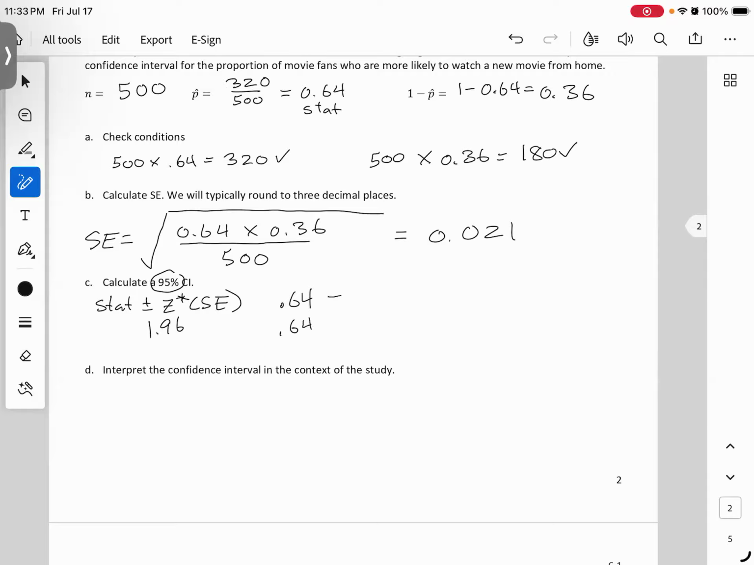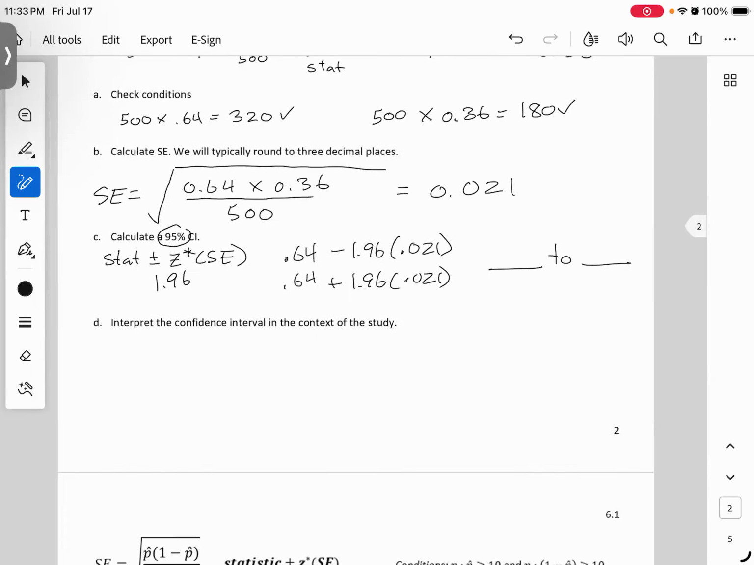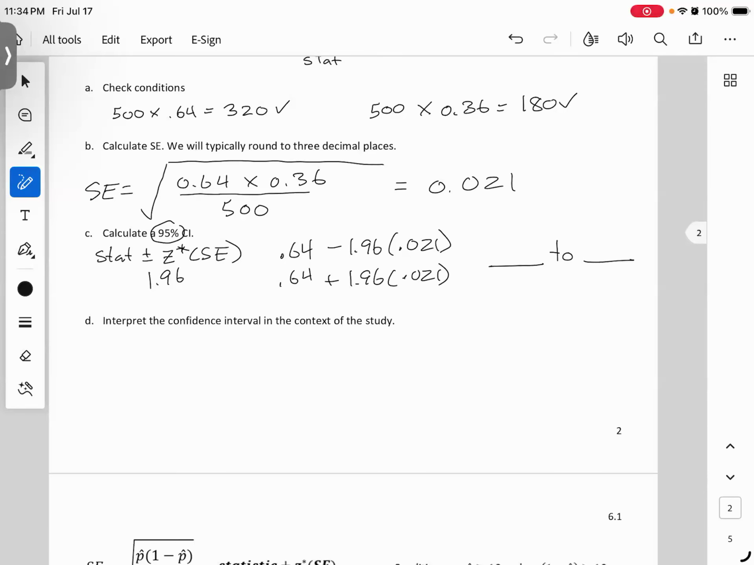Again, we're going to do a minus version. We're going to do a plus version, 1.96 times our standard error. And I'll let you go ahead and take a shot at calculating that, or just put it in your calculator, make sure you get some good numbers. Again, if it doesn't say whether to round to 2 or 3 decimal places, you could do 2, you could do 3. I'm going to do 3.